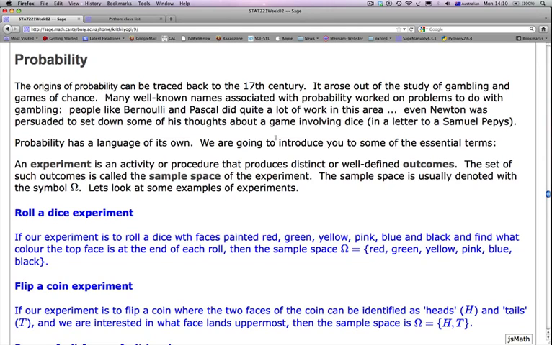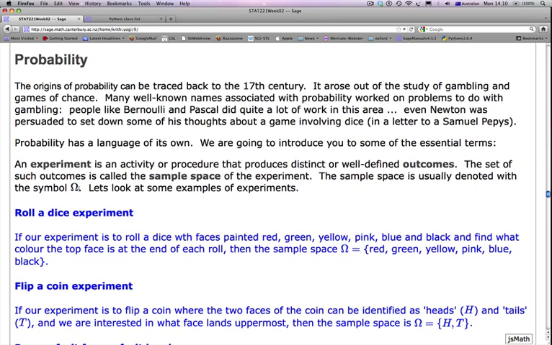Probability has a language of its own, lots of lingo. So we're going to introduce you to some of the essential terms involving probabilities. An experiment is an activity or procedure that produces distinct or well-defined outcomes. The set of such outcomes is called the sample space of the experiment. The sample space is usually denoted with the symbol capital omega. It's the Greek symbol capital omega that you see here.